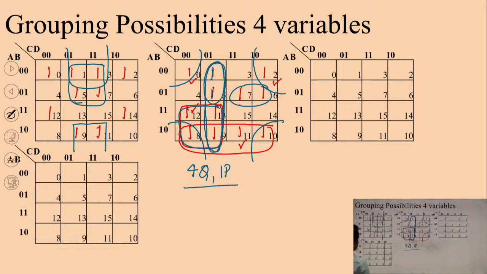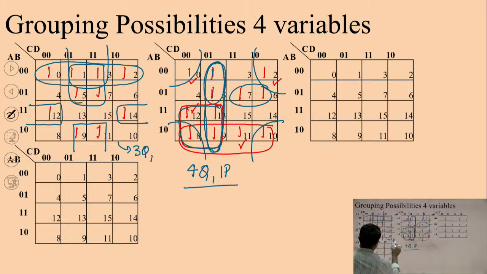Then for 12 and 14, this can be one of the pairs. Okay. So 2 quads 1 pair so far have been made, and 1 quad in the top row. So the answer mentioned by Jitendra is correct. So 3 quads are there and 1 pair is there. Okay. So this is the way we can group the ones in a K-map.